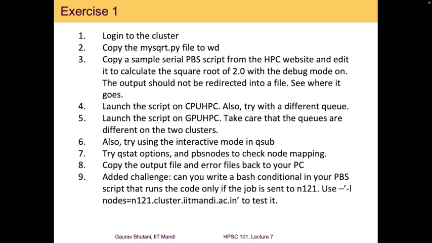And how do you check it? You can check it by forcing the code to N121 through the -l nodes option, which we did before when I forced the code to a particular node. So you can force it and see if that script is working properly, because if you send it by default, the probability of it going to N121 is very low. It will go anywhere.